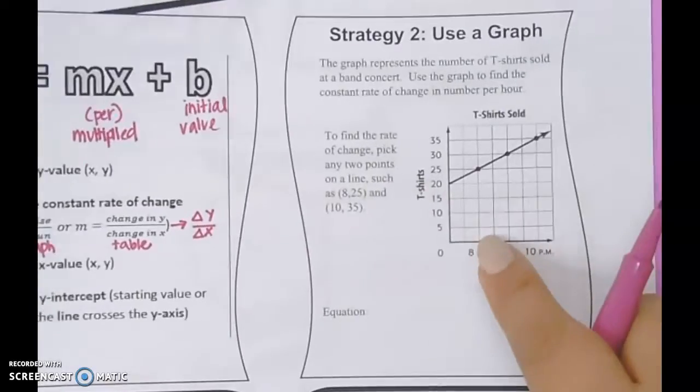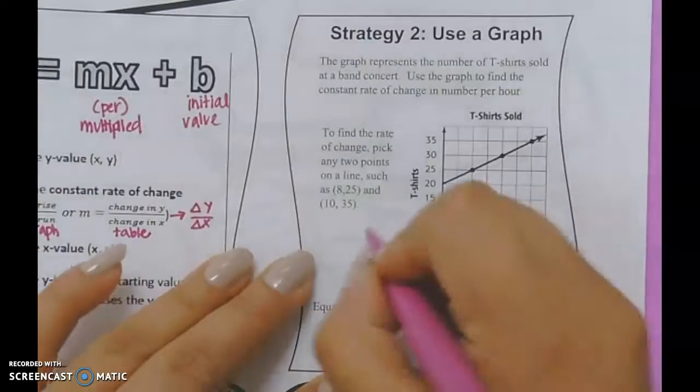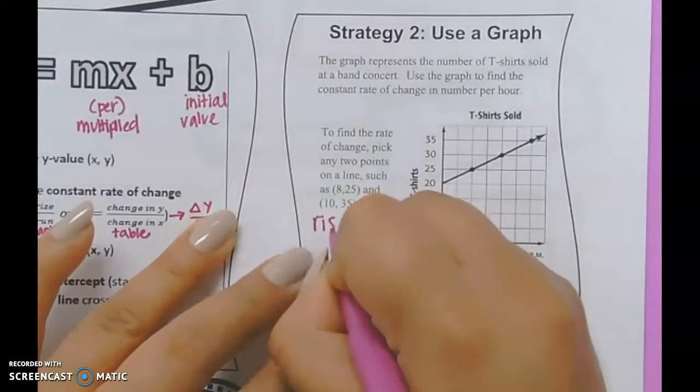Okay, so now this is if we're looking at a graph. This is where we're going to talk about rise over run. So I want you to write that right here.